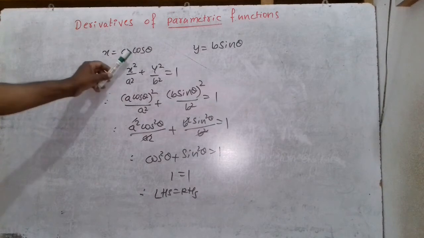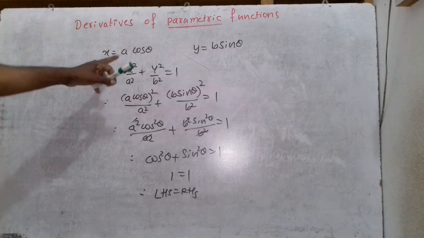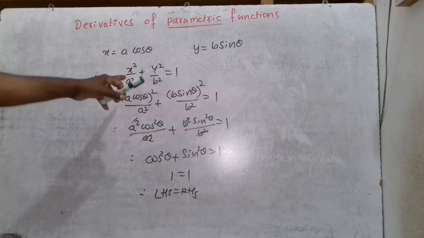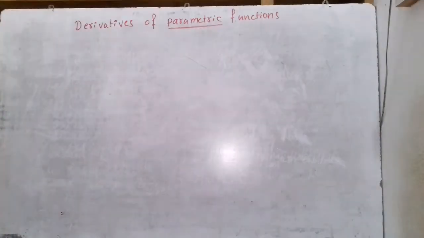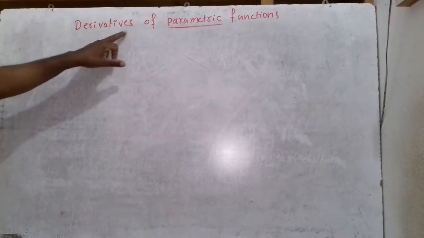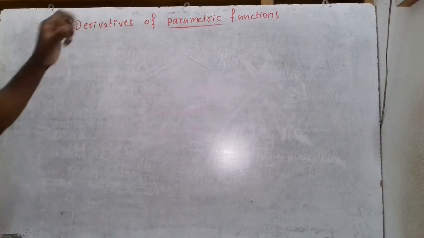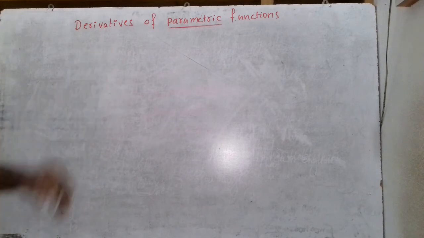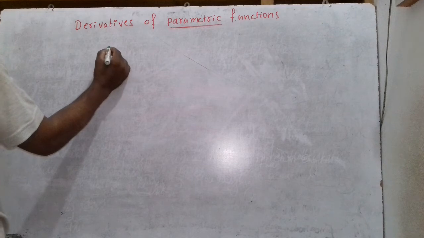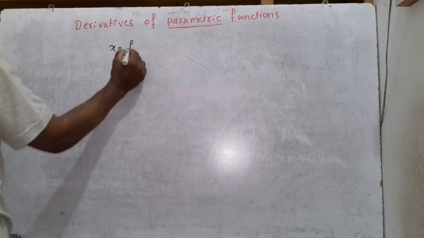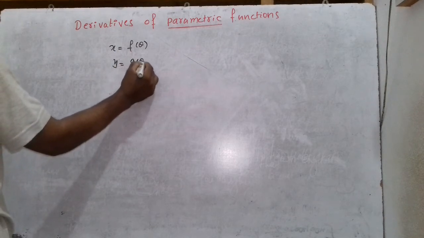Therefore, x equal to a cos theta, y equal to b sin theta are the parametric equations of the ellipse x squared by a squared plus y squared by b squared equal to 1. Now, to find the derivatives of parametric functions, consider the function x equal to f of theta, y equal to g of theta.